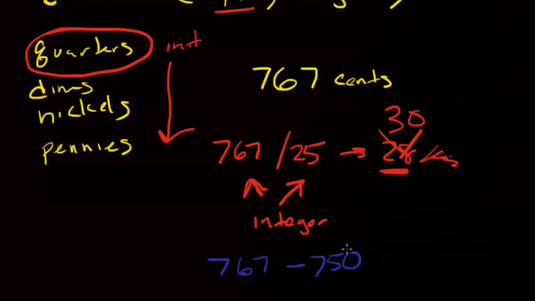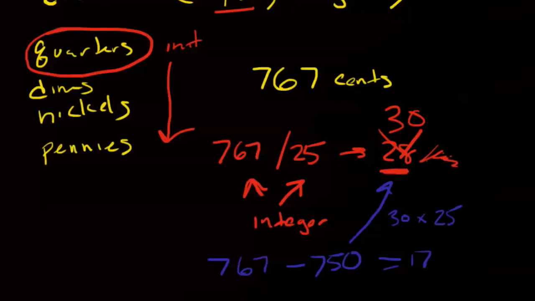The 750 coming from 30 times 25 for quarters. That's going to give us 17, and then we're going to say, okay, well, we want 1 dime, right? The 1 dime to accommodate the 10 cents. So now the question is, well, how do we actually do this computation?